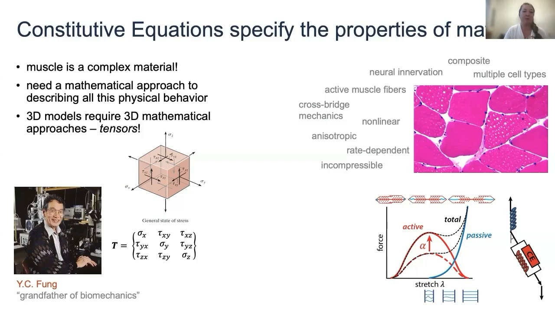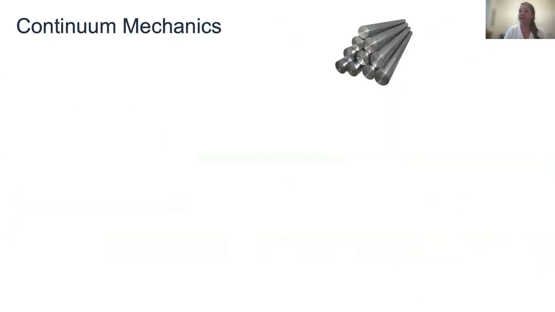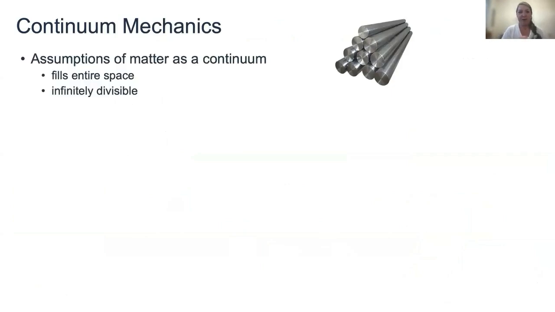And so this was started by the work of Y.C. Fung, who's considered the grandfather of biomechanics in some contexts, a real pioneer in this field of treating biological tissues as materials in these mathematical approaches, so that we can define not only the one-dimensional mechanical properties of muscle, but actually these three-dimensional behaviors, so we can model three-dimensional materials. And so this modeling approach, constitutive equations, relies on continuum mechanics. In continuum mechanics, we have an assumption of matter as a continuum.